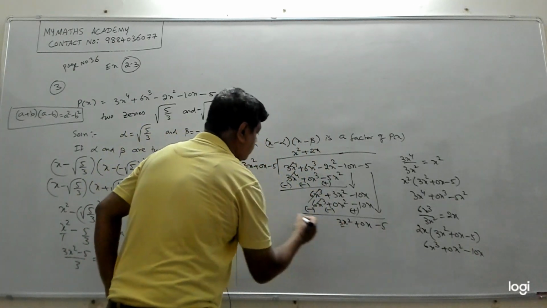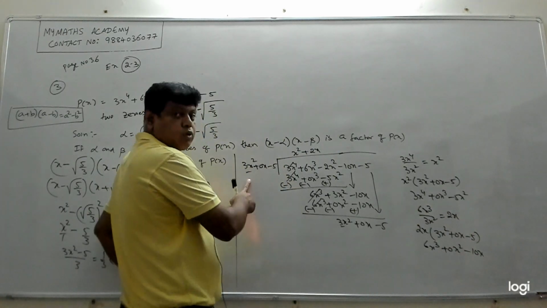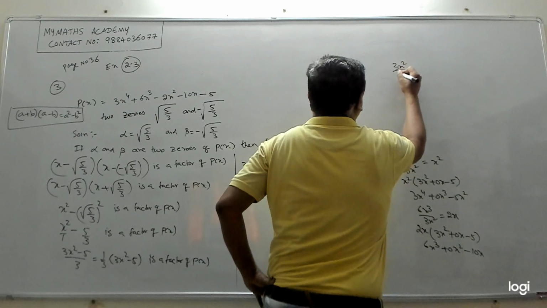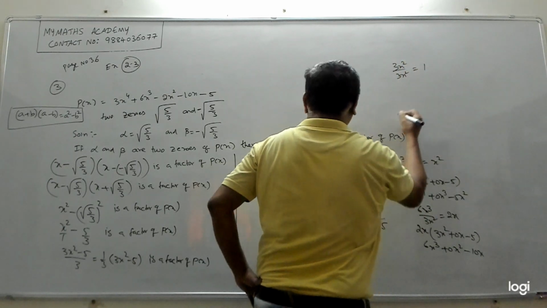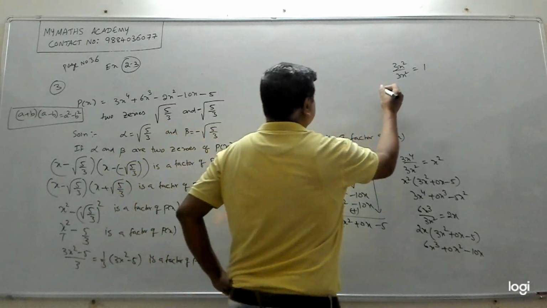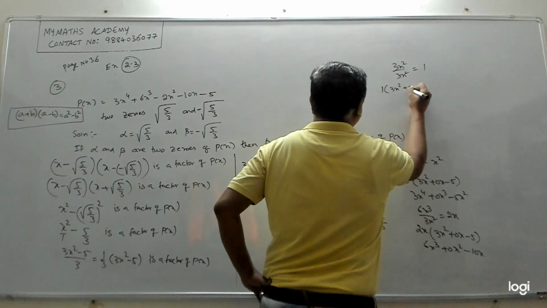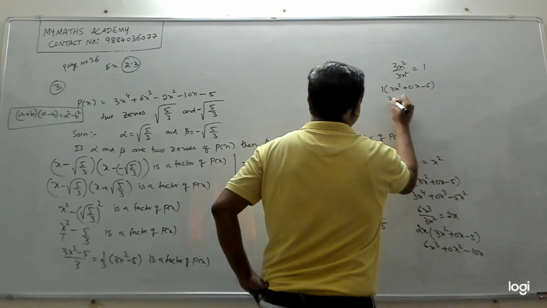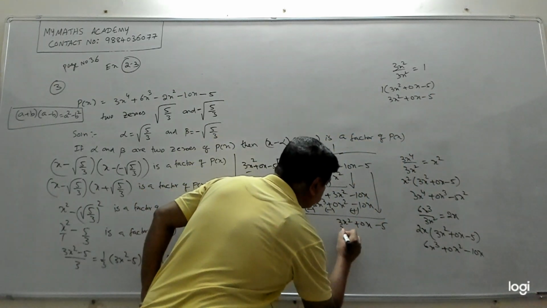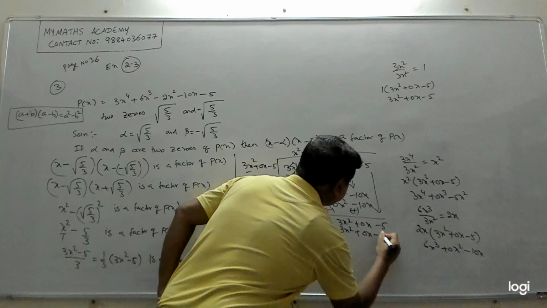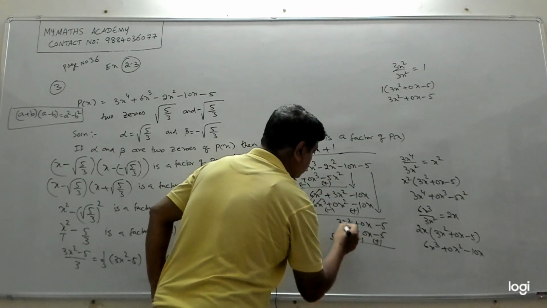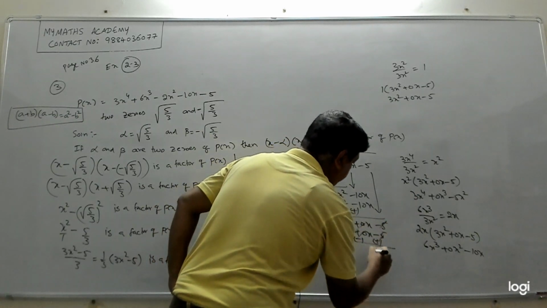Now again take the first term and first term: 3x² by 3x² gives me 1, so plus 1. Now 1 into this whole thing, 3x² + 0x − 5, gives 3x² + 0x − 5. Substitute this value here. Then change the sign: plus becomes minus, minus becomes plus. Everything gets cancelled. −5 + 5, so the remainder is 0.